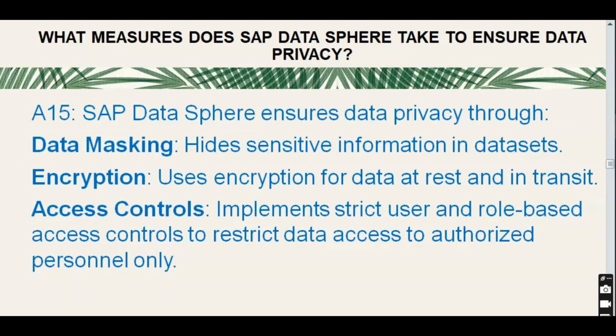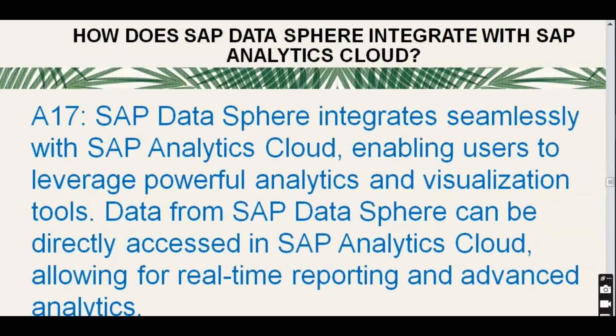What measures does SAP DataSphere take to ensure data privacy? Answer: SAP DataSphere ensures data privacy through data masking, which hides sensitive information in datasets. Encryption uses encryption for data at rest and in transit. Access controls implement strict user and role-based access control to restrict data access to authorized personnel only.